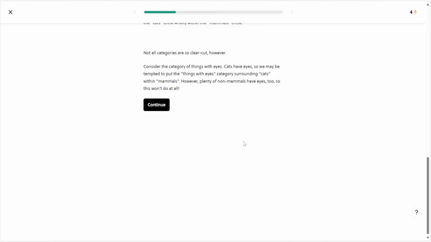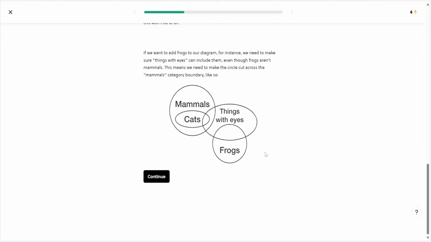Not all categories are so clear-cut, however. Consider the category of things with eyes. Cats have eyes, so we may be tempted to put the things with eyes category surrounding the cats within mammals. However, plenty of non-mammals have eyes too, so this won't do at all. If we want to add frogs to our diagram, for instance, we need to make sure things with eyes can include them, even though frogs aren't mammals. This means we need to make the circle cut across the mammals category boundary like so.